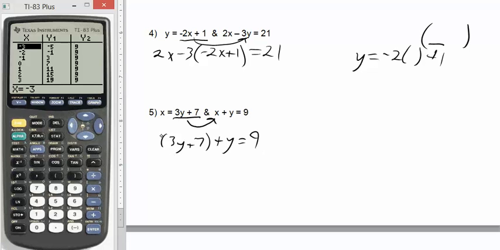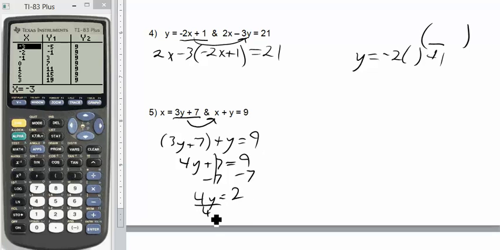So we don't really need these parentheses because there's nothing outside of the parentheses here. So 3y plus 1y is 4y plus 7 equals 9. Need to get rid of this plus 7. Minus 7, minus 7. 4y equals 2. Divide both sides by 4. And y equals 0.5.